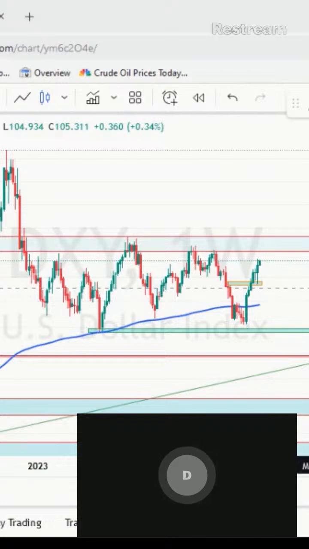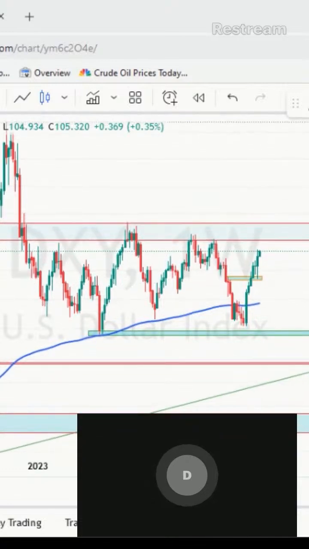If the US index is strong, that means on GBP USD and Euro USD, we'll be looking at sell. But if the direction of the US index is weak, that means we'll be looking to buy on Euro USD and GBP USD. And on the currency pairs where the USD is the base currency, we're going to be buying.